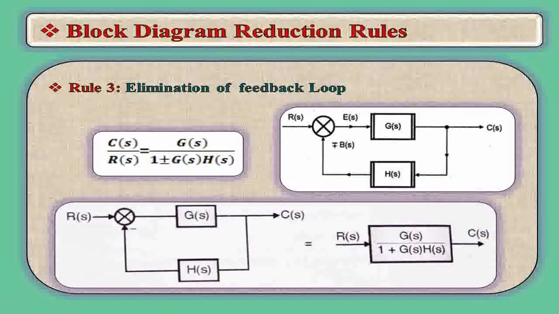Here we can see the closed loop system with negative feedback. Simplifying the closed loop system, the overall gain will be G(s) divided by 1 plus G(s) H(s), where the positive sign is used for the negative feedback system.